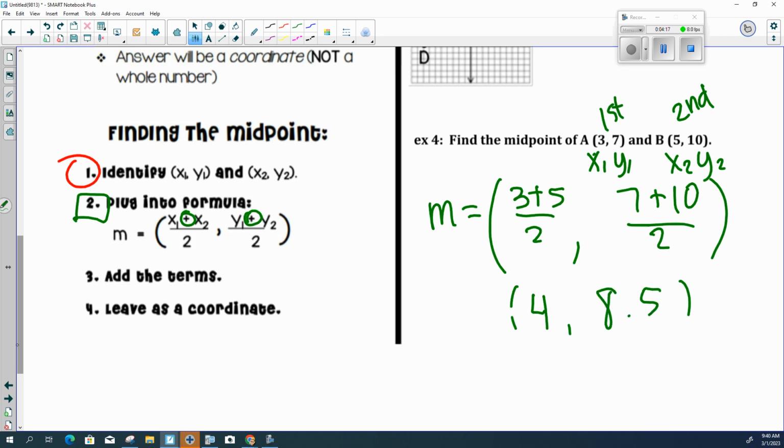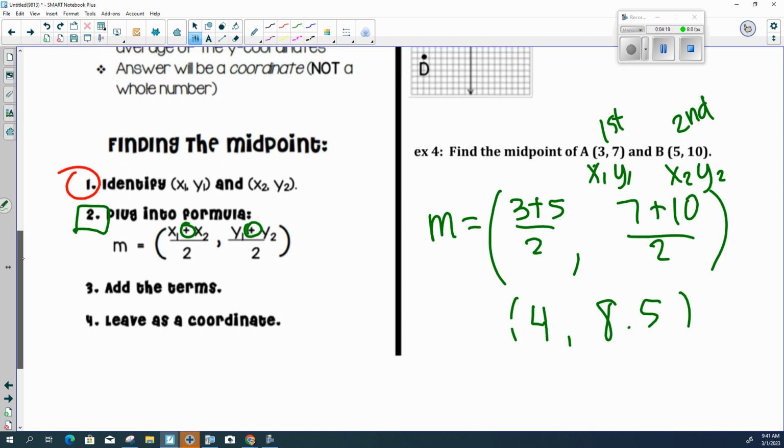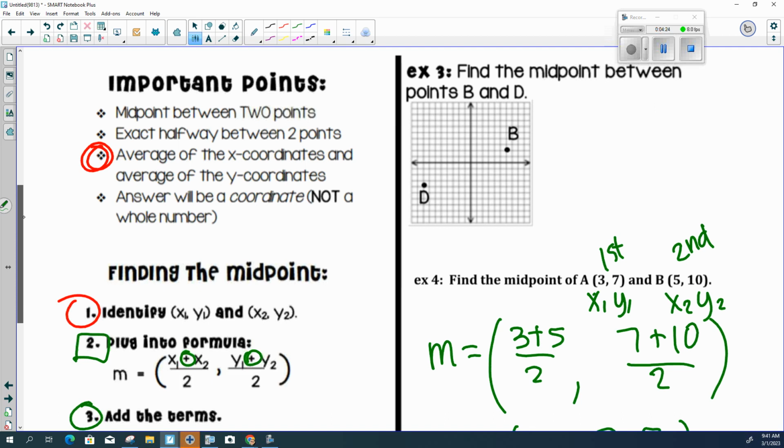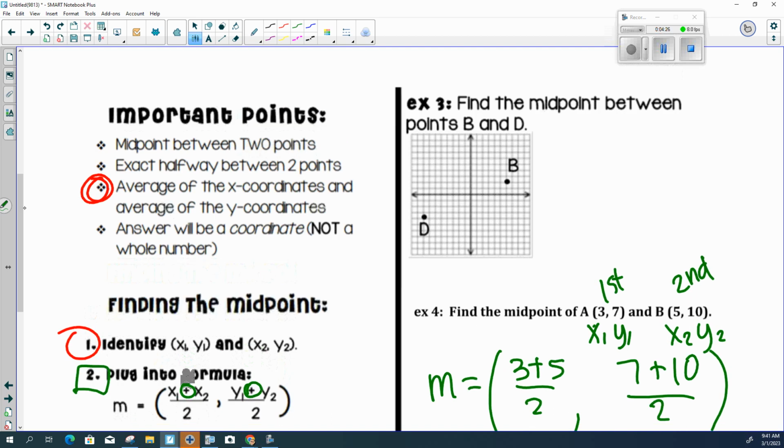Okay. Let's look back up at this top one. Add the terms, leave as a coordinate. I don't know. Those are kind of silly steps. There's 2 ways to do this. We're going to practice the formula first. So see if you can figure out the coordinates for B and D. I got them wrong the first time with my old eyes and a blurry graph.